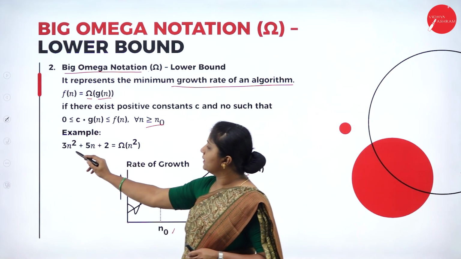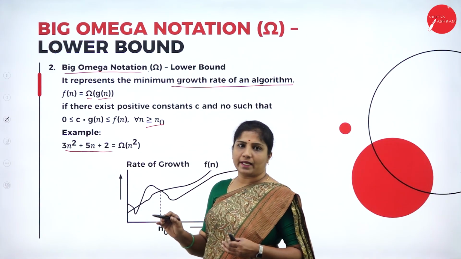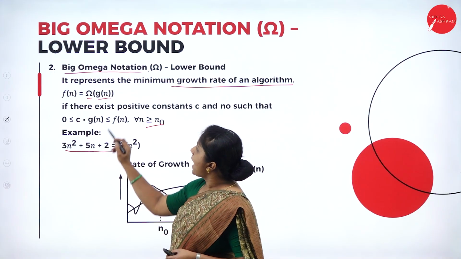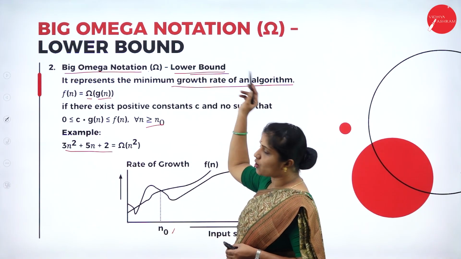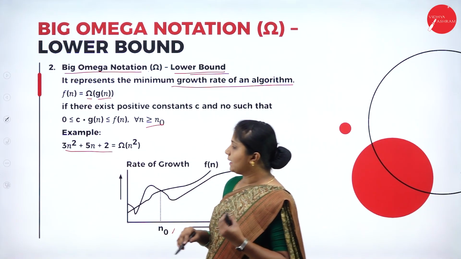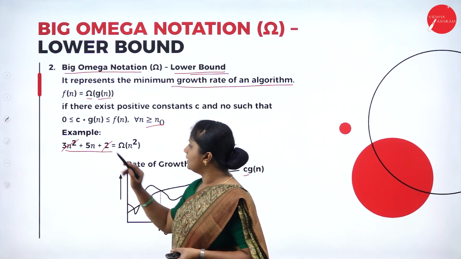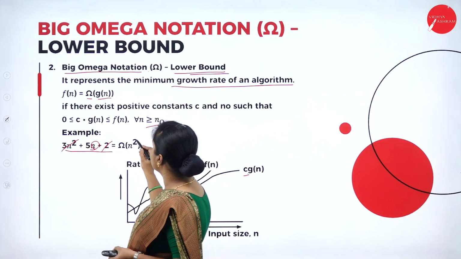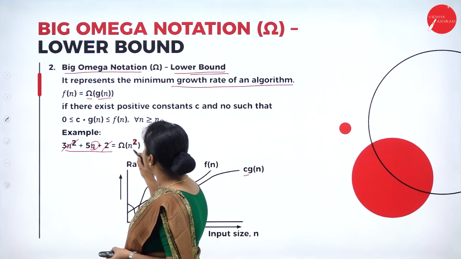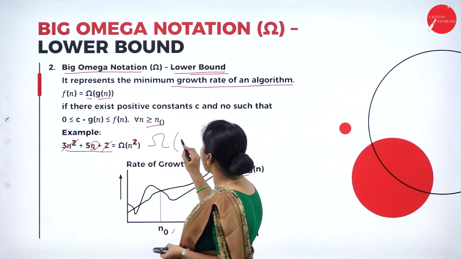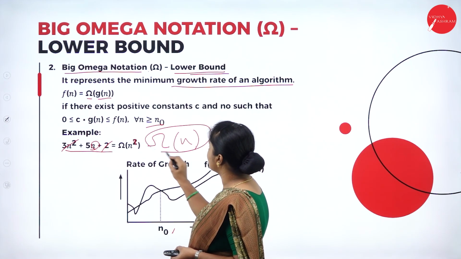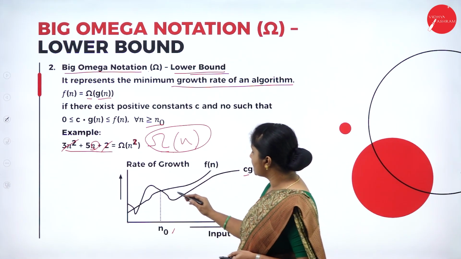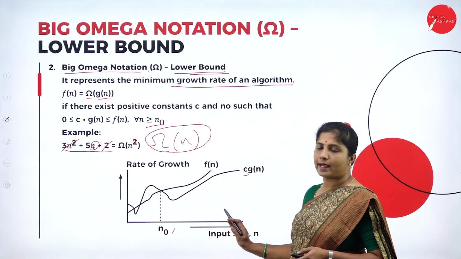For example, I am taking the same equation here, 3n square plus 5n plus 2. As we said, it concentrates on the lower bound. It ignores all the other terms and concentrates on the lower bound. Hence we can denote it as omega of n. This will be the equation. This is how we represent it in the diagram.